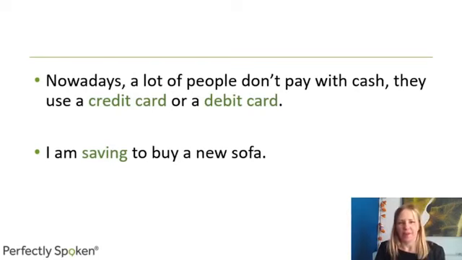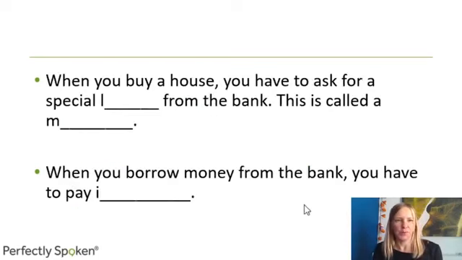Okay, right, let's go. So when you buy a house, you have to ask for a special from the bank. This is called a. When you borrow money from the bank, you have to pay. Okay. So I'm going to show the answers now. Pause the video if you're not ready.